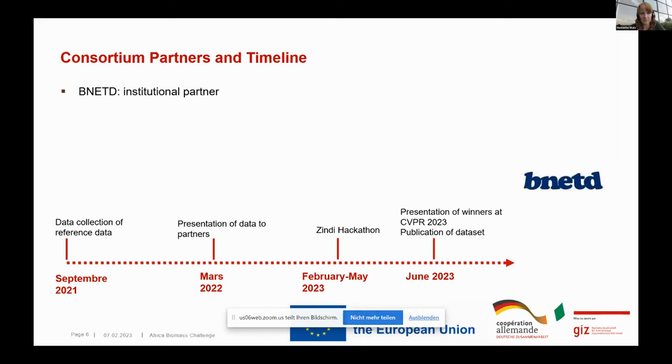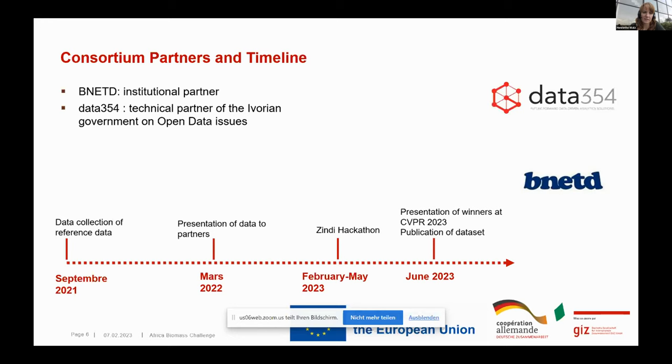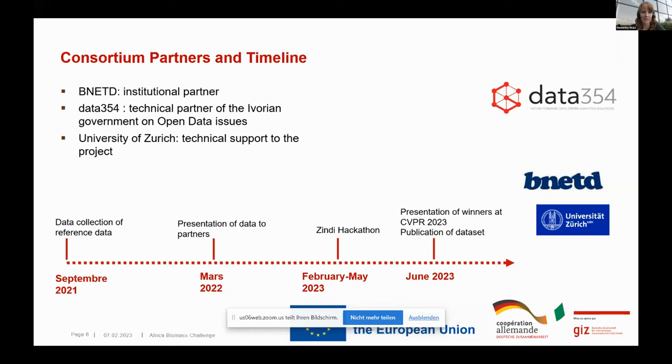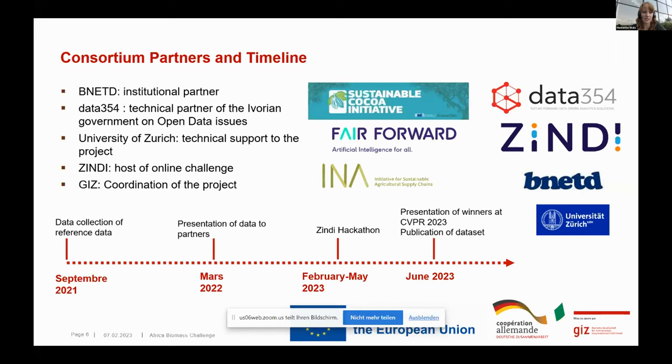We are very lucky to have a big consortium. BINET is our national institutional partner, very important agency here in everything concerning data and statistics of the country. Data 354, our Ivorian partner, who will also present in a bit, partner of the government on open data issues, University of Zurich, who is providing a technical support to the project, and Zindi, of course, as the host of the online challenge, and we as GIZ do the coordination of the project. We're presented by three projects, the Sustainable Cocoa Initiative, where I'm part of Fair Forward, Artificial Intelligence for Development, and the Initiative for Sustainable Agricultural Supply Chains.